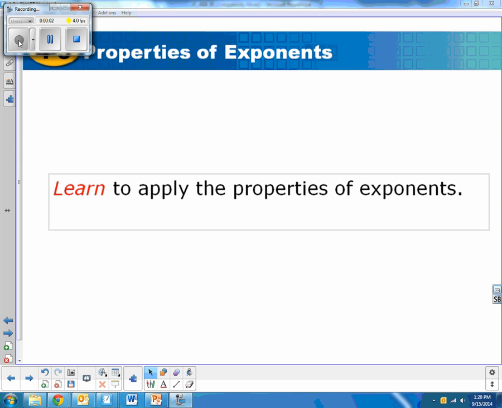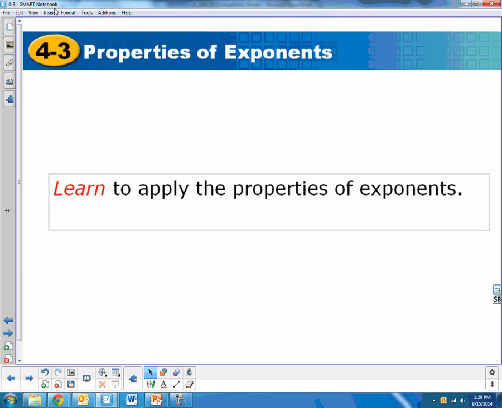All right, we're recording properties of exponents today. And so last time we looked at what is an exponent. We looked at how do they function, the base, the exponent, how does that work. Today we're going to be looking at applying some different properties of those exponents and how we can combine exponents together. We're looking at three different properties today. So three and a half different properties today.